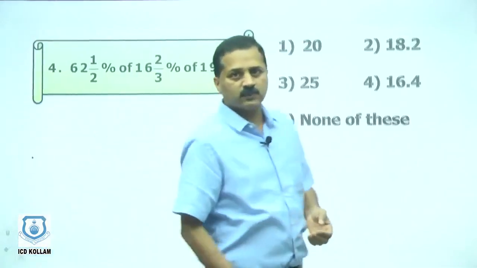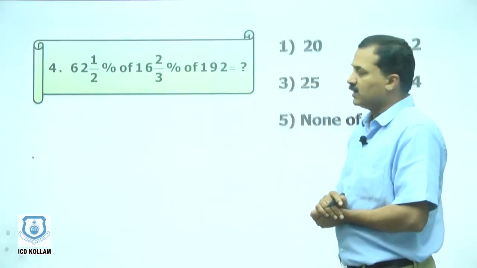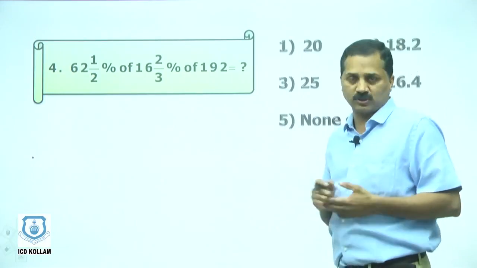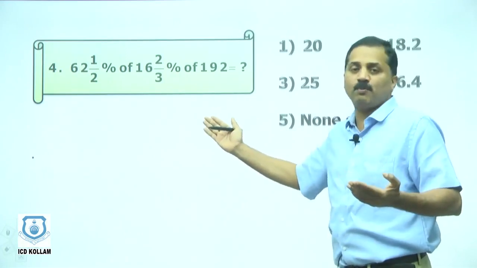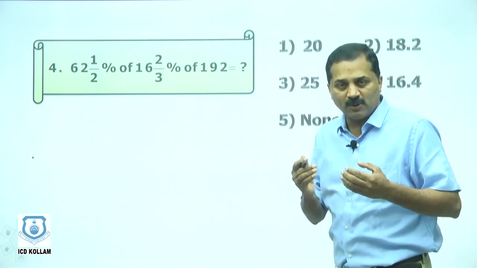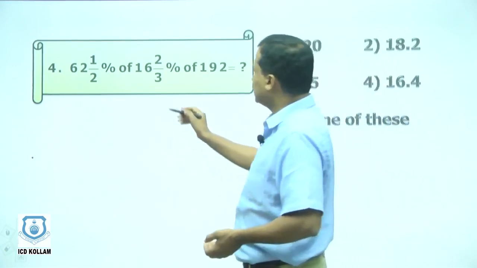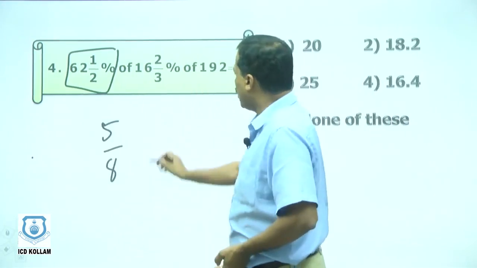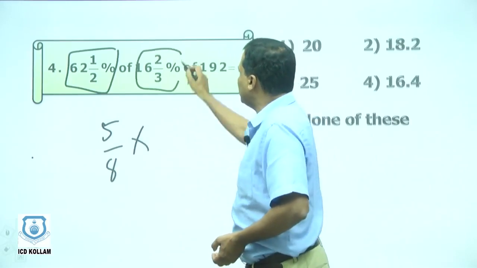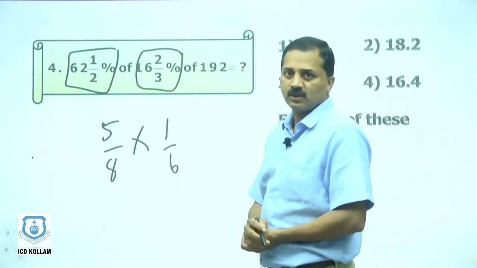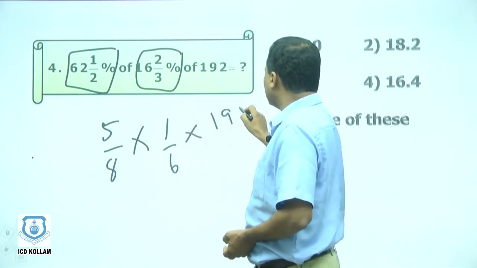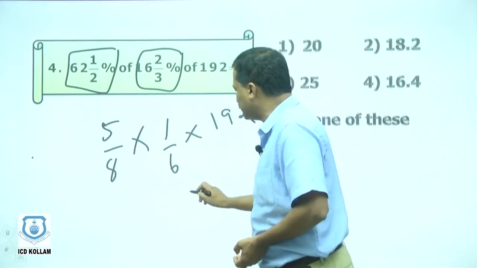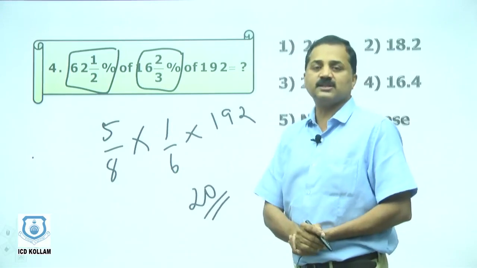Now I am presenting you another question. 62.5% of 16 and 2/3% of 192 is what? These are again very popularly asked fractions, so you may better learn them by heart. 62.5% means 5 by 8. Of 16 and 2/3 means 1 by 6 of 192. So this is 32, 24, 4 times 5 is 20. The answer is 20.